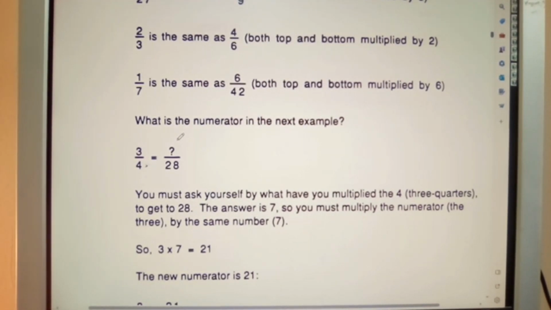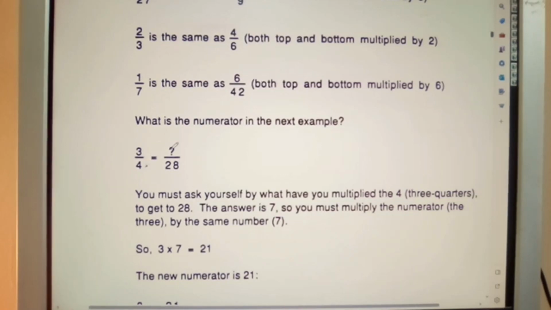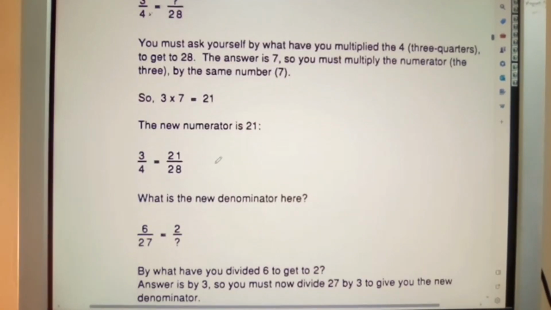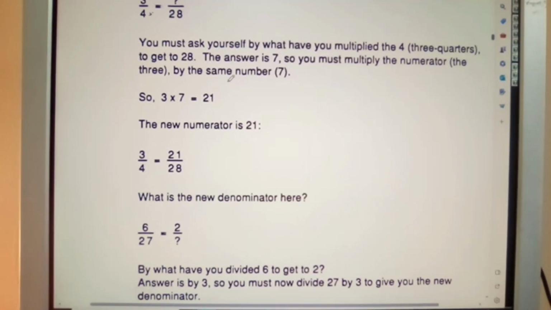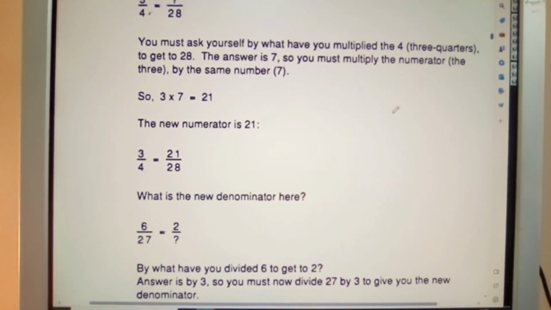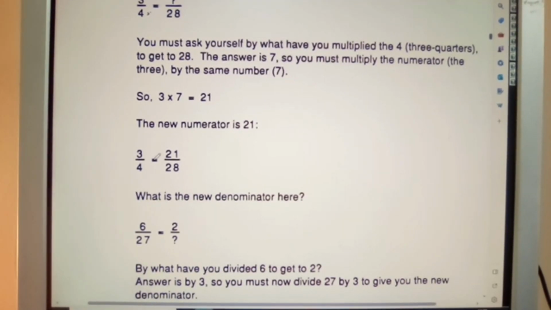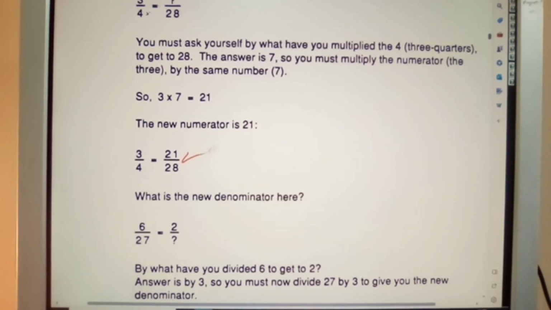Think about it carefully. How did they get 28? You need to ask yourself what multiplied that number to get 28, and then you'll need to multiply the 3 by the same number to get the top answer. You must ask yourself, what have you multiplied the 4 by to get 28? The answer is 7. So you must multiply the numerator, the 3, by the same number, 7. So 3 times 7 equals 21. Therefore, it becomes 21 over 28. That would be correct.